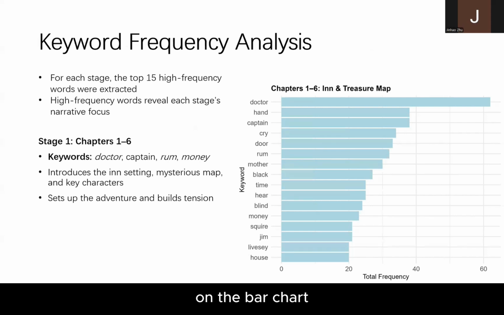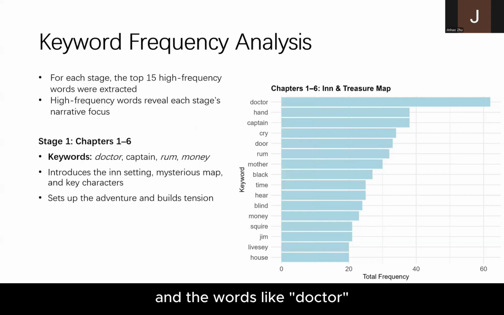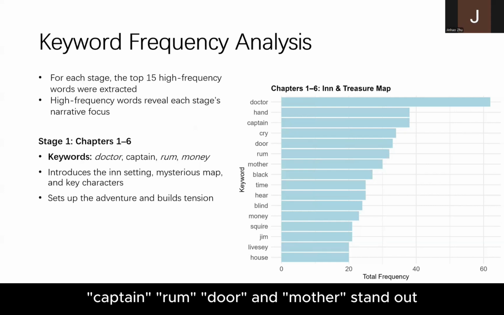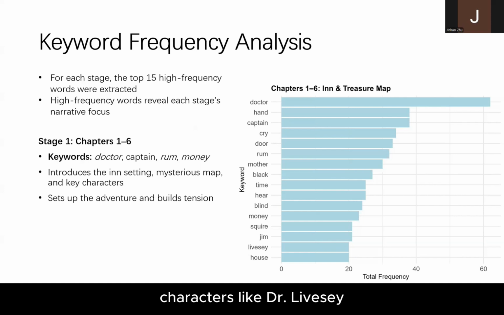On the bar chart, we can see the top 15 keywords after cleaning the data, and words like doctor, captain, room, door, and mother stand out. These keywords reflect the introduction of key characters like Dr. Livesey and Captain Billy Bones, who play important roles in starting the story.